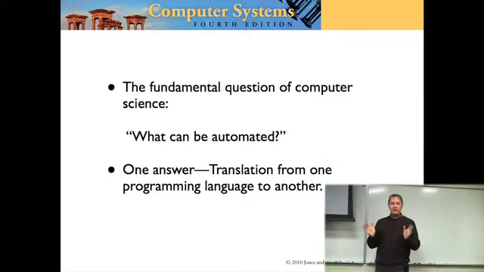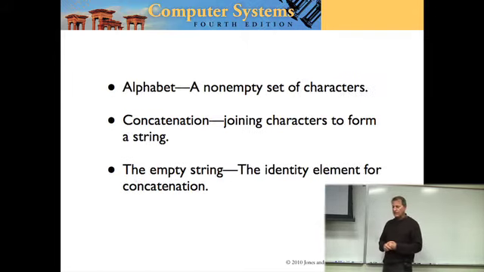So now, first concept, every language has an alphabet, right? The Cyrillic alphabet is different from the English alphabet. So what is an alphabet? An alphabet is a non-empty set of characters. Okay? And now, what do you do with the characters of an alphabet in order to make a sentence in the language? You put them together. You place them next to each other. That operation is called concatenation. So concatenation is joining characters to form a string.